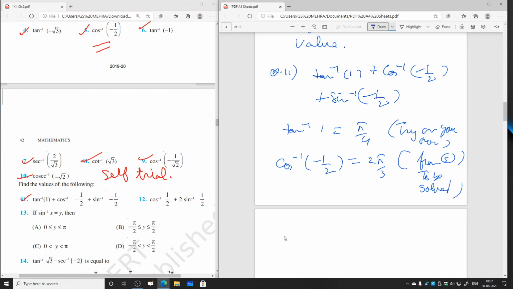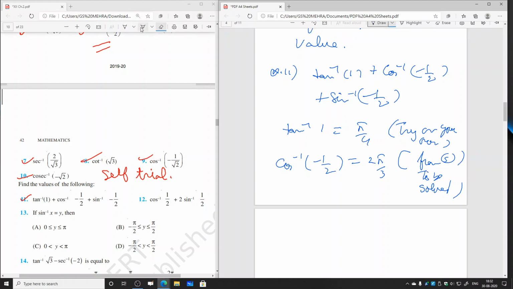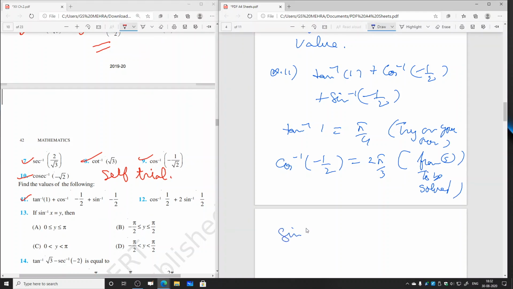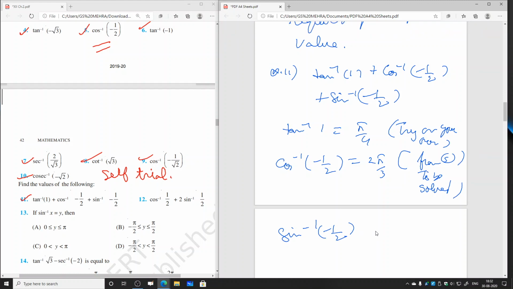Now let us go to this part, where we have sine inverse minus half. We know that sine inverse minus half is equal to minus pi by 6, because sine of minus pi by 6 is minus half. So this also is to be solved individually, like questions number 1 to 10 are to be solved, and then we have to add them.